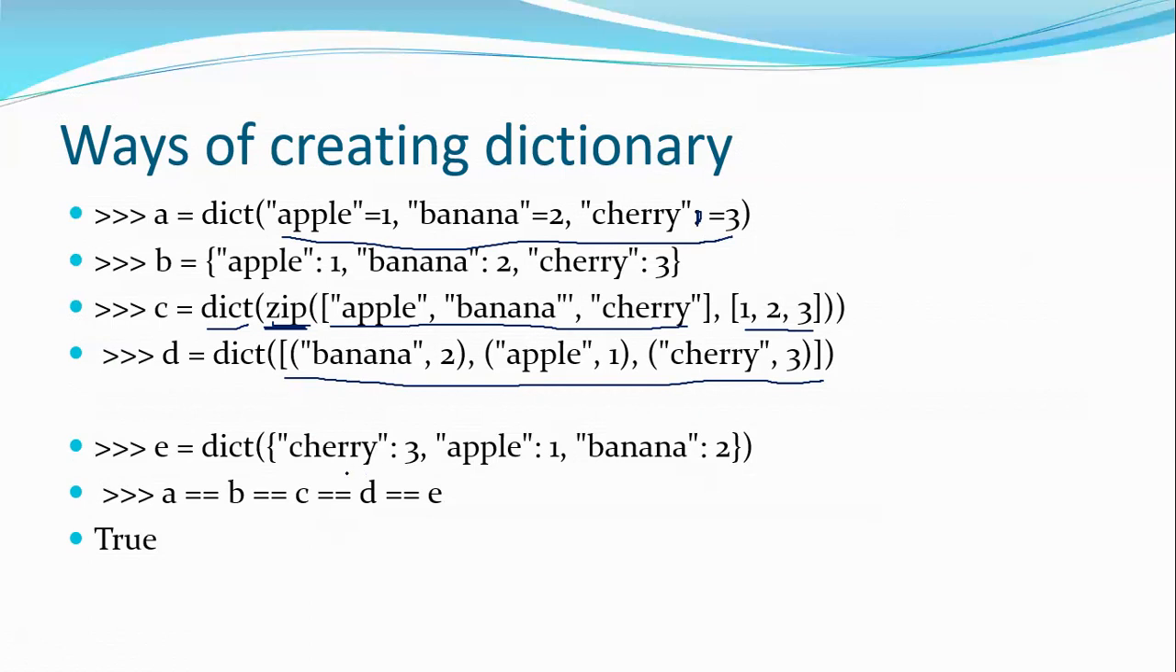And finally, I can also change the order: cherry colon 3, apple colon 1, and banana colon 2. I'm changing just the order. Now I have 5 different ways of creating a dictionary. And I'm saying A double equal B double equal C double equal D double equal E. I'm just checking whether all 5 are equal or not, and I'm getting the result True. That is, these are 5 equivalent ways of creating a dictionary. You can create the same dictionary output in these 5 different ways: either use a normal assignment with dict, or directly use key value pairs enclosed within curly braces, or zip two lists and convert them into a dictionary, or make a dictionary as a list of tuples. You can also change the ordering of the items inside the dictionary, but it will still behave as a dictionary. So these are the ways of creating a dictionary.